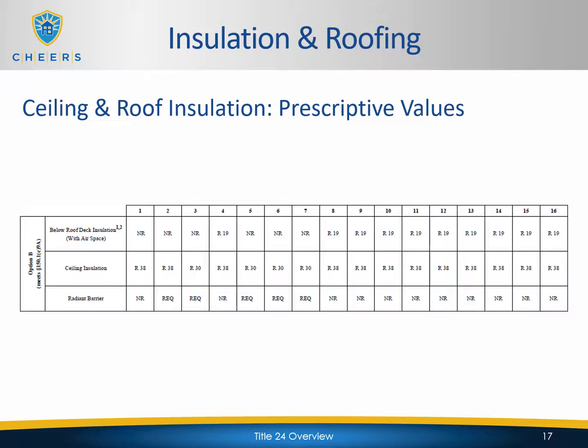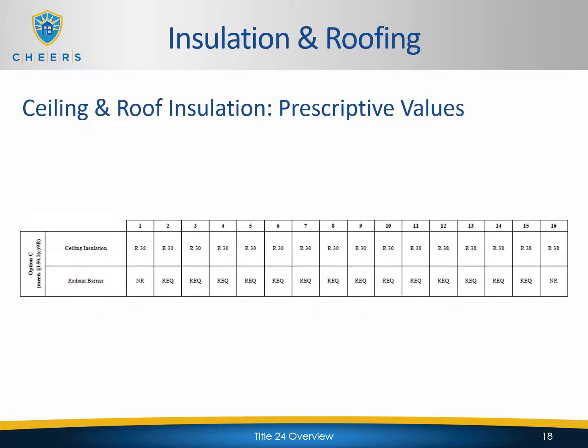And here's what we would see looking at the prescriptive tables themselves, package A. Again, you can see over there on the left-hand side, we've got 3 different topics. We've got the below roof deck insulation with airspace, ceiling insulation, and radiant barrier. And you simply find the climate zone which you're working in, and you'll see exactly what you need, whether it's everything or just one of the items or a mix and match. They're all listed there.